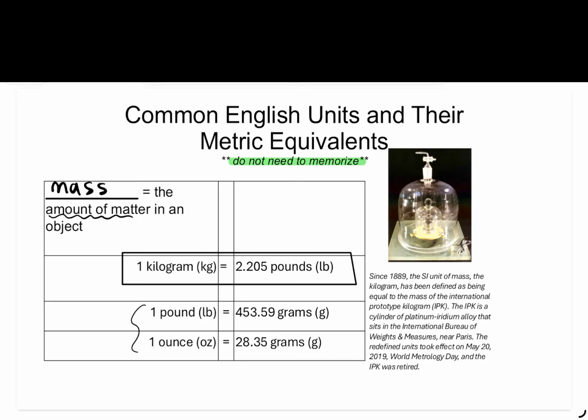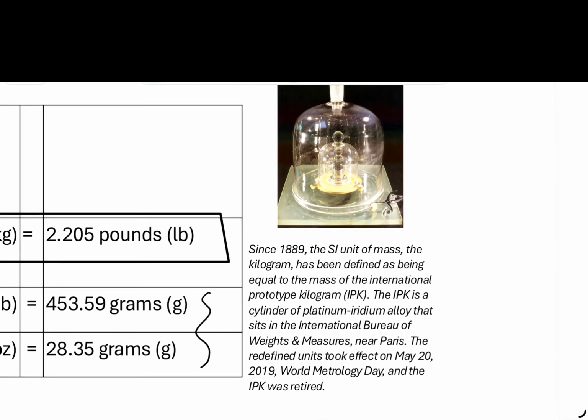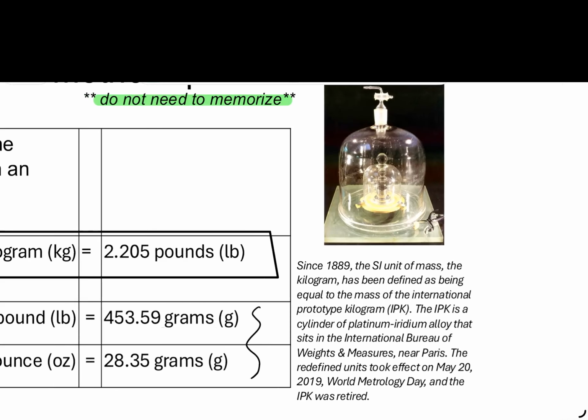Some other ones that we'll be using in this class that I can give you, 1 pound is 453.59 grams, and 1 ounce is 28.35 grams. Here I have on the right something that's very interesting. This is known as the IPK. And this was in 1889, the SI unit of mass was the kilogram, has been defined as being equal to the mass of the International Prototype Kilogram, IPK. The IPK is a cylinder of platinum iridium alloy that sits in the International Bureau of Weights and Measures near Paris. New standards for what the kilogram is was defined on May 20th of 2019, and this IPK was retired.